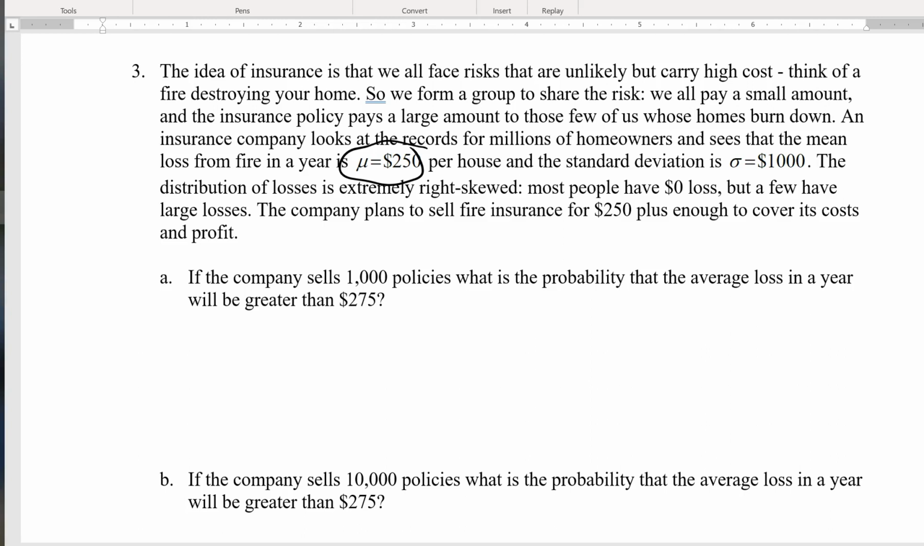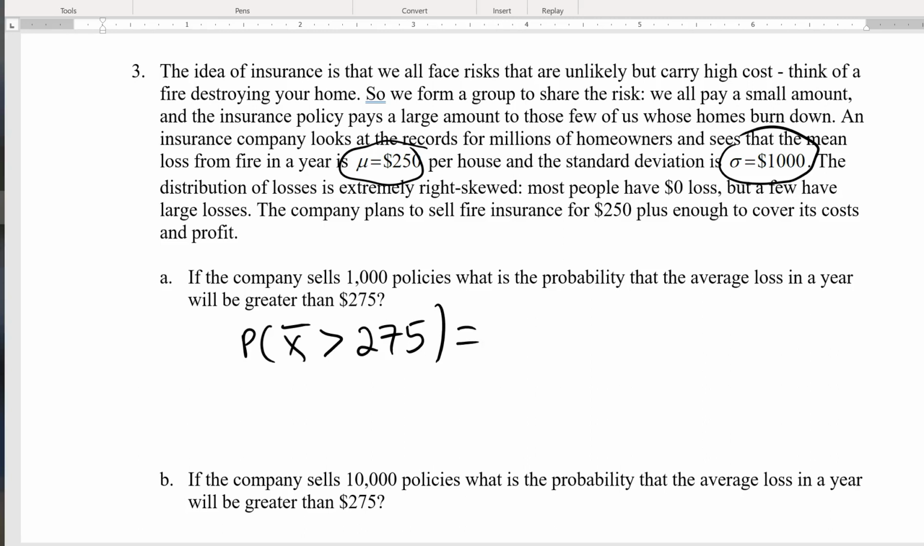You're like, yeah, it's not too bad, but keep in mind that's over millions of people, right? Some people have great losses, some people have no loss. And the standard deviation of that is about $1,000. Okay? If the company sells 1,000 policies, what is the probability that the average loss will be greater than $275? So this is saying the probability that, not the individuals, but on average, my 1,000 policies have a loss greater than $275.